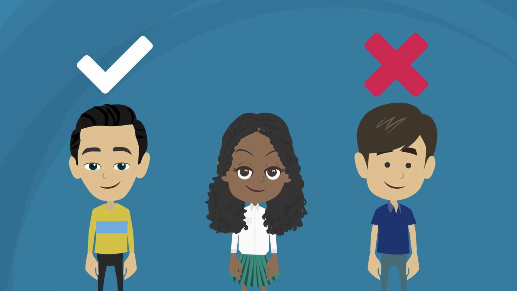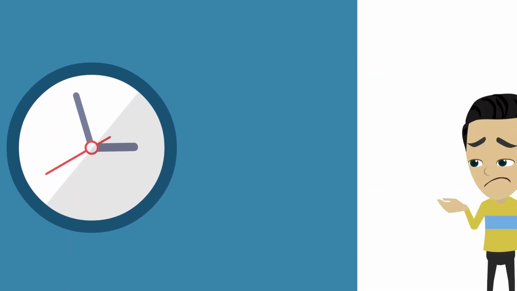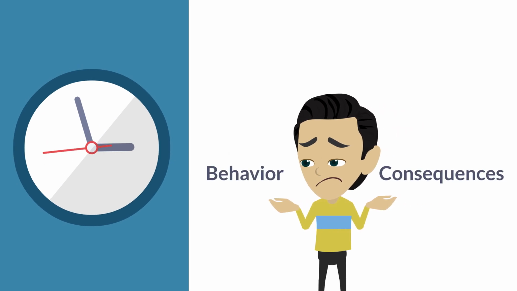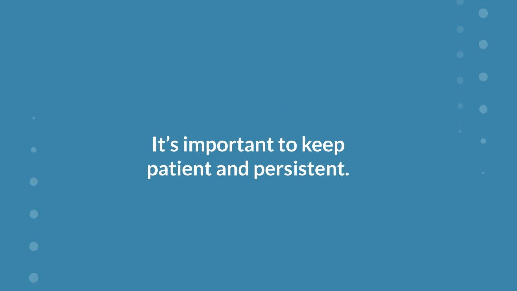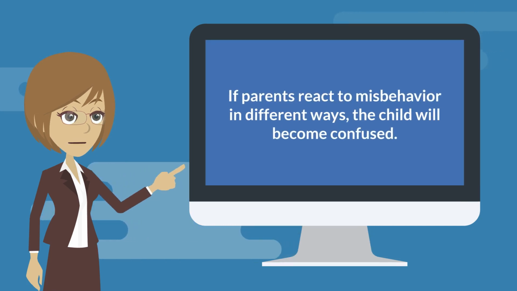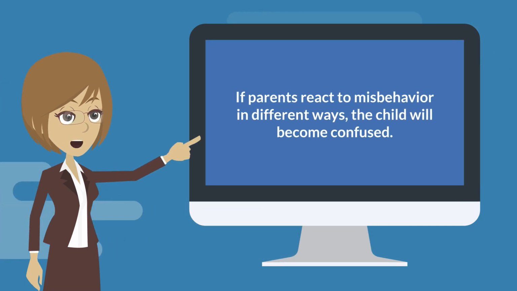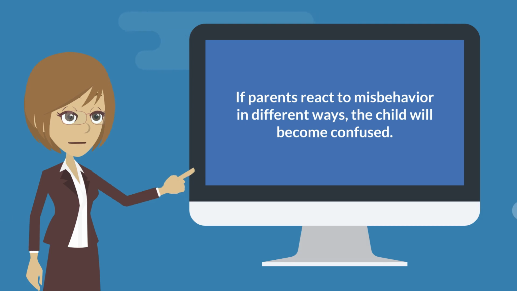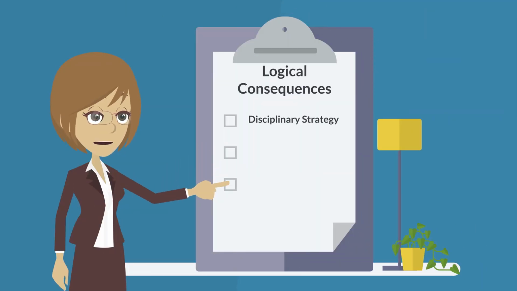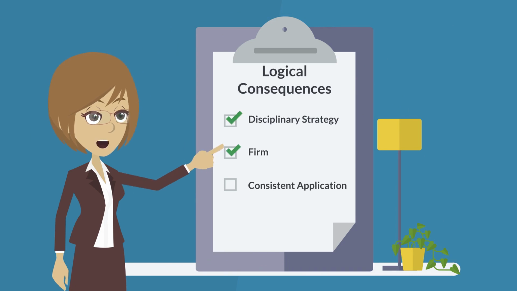While giving logical consequences, remember that it might take time for a child to make connections between their behavior and consequences. It's important to keep patient and persistent. The key here is consistency. If parents react to misbehavior in different ways, the child will become confused. Logical consequences, like any disciplinary strategy, require firm and consistent application.